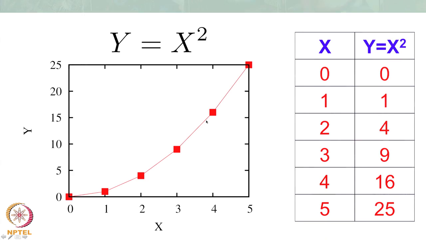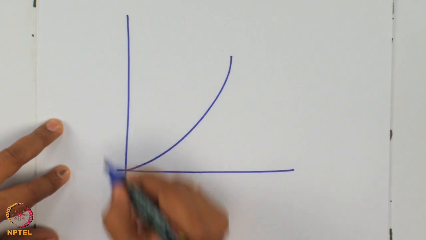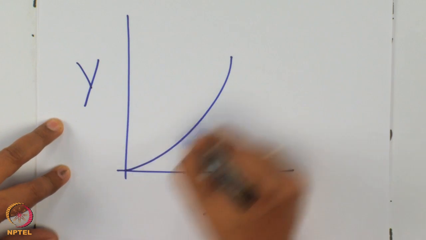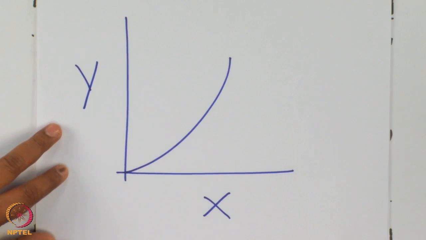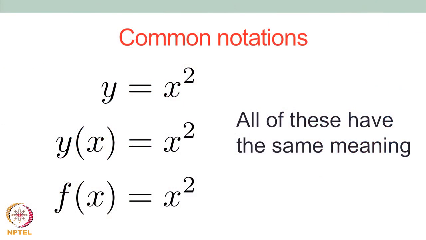Whenever you hear y is equal to x square, the first thing that should come to your mind is that it is a function which is a curve like this. This is y and this is x, a curve like this, unlike the straight line that we drew last time, which is y is equal to x. We will compare y is equal to x and y is equal to x square. So just like we did last time, there are different ways of representing this.